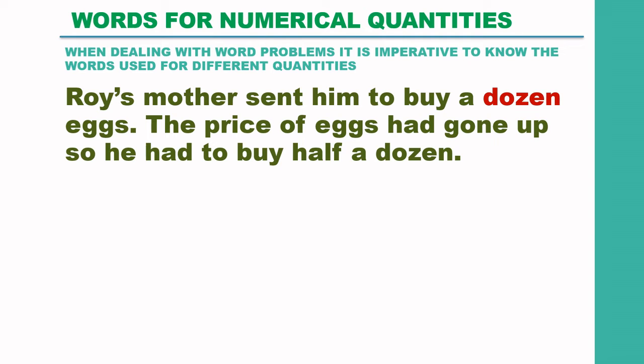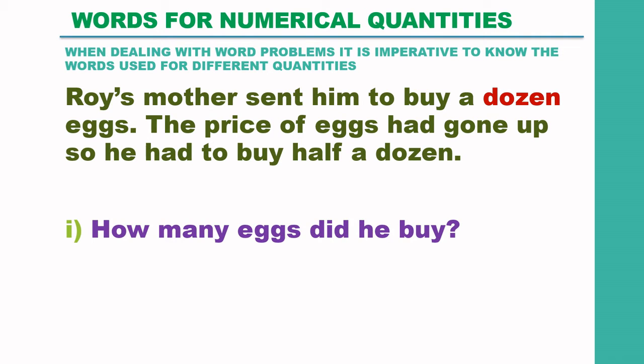For example, we could have a question: Roy's mother sent him to buy a dozen eggs. The price of eggs had gone up, so he had to buy half a dozen. Then part 1. How many eggs did he buy?